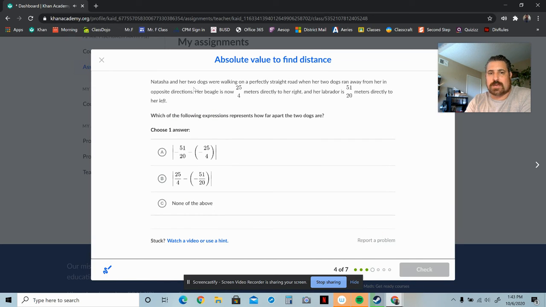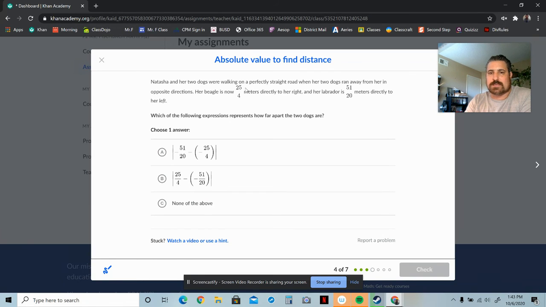For this one, Natasha and her two dogs were walking on a perfectly straight road when her two dogs ran away from her in opposite directions. Her beagle is now 25/4 meters directly to her right, and her Labrador is 51/20 meters directly to her left. Which of the following expressions represents how far apart the two dogs are?